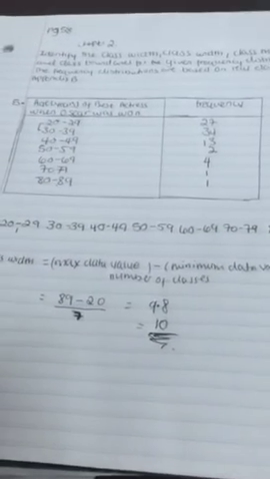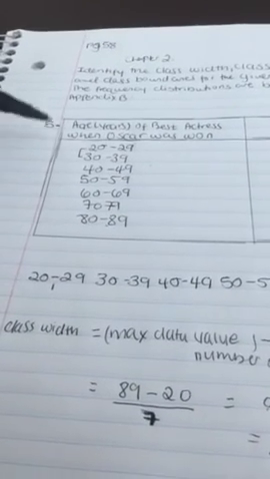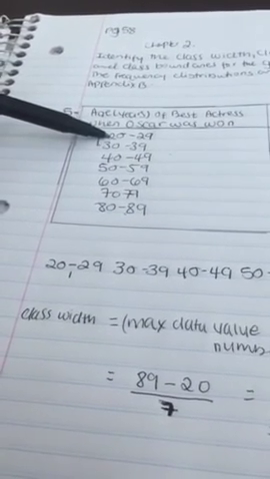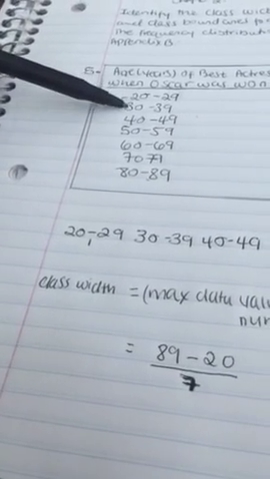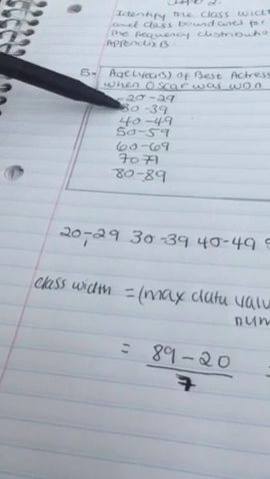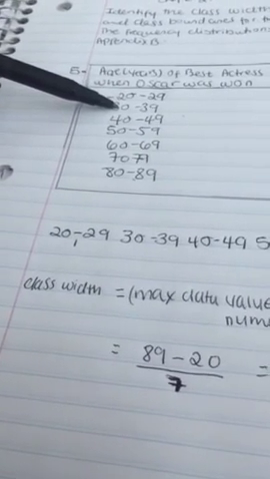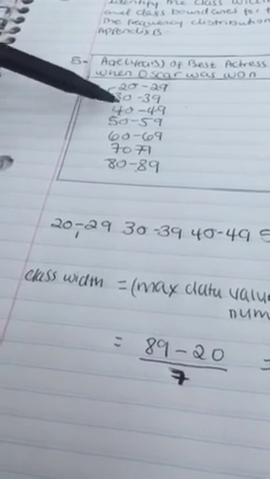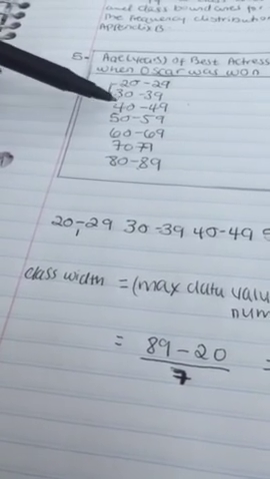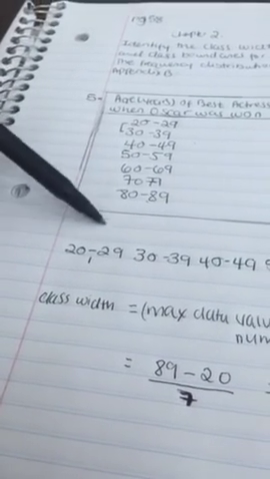We could check our answer by adding this upper number to the next upper number here. You could see that if you add 10 to 20, you're going to get 30. If you add 10 to 30, you're going to get 40. If you add 10 to 40, you're going to get 50. So that's how you check your answer.